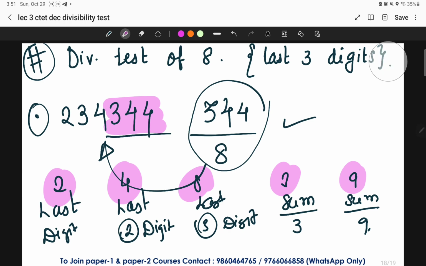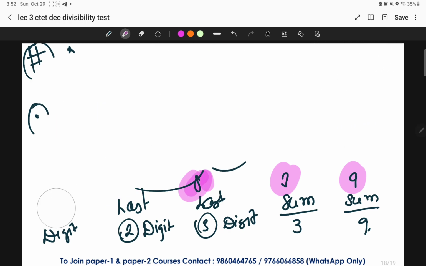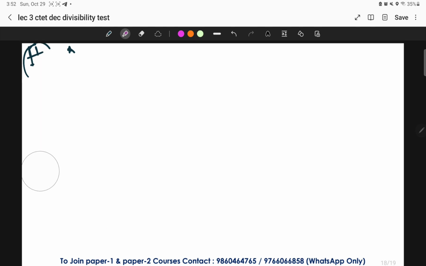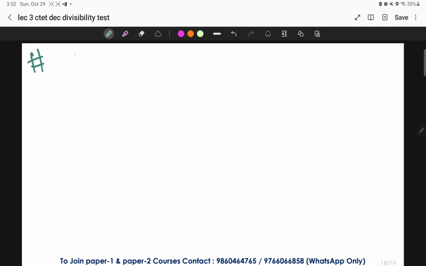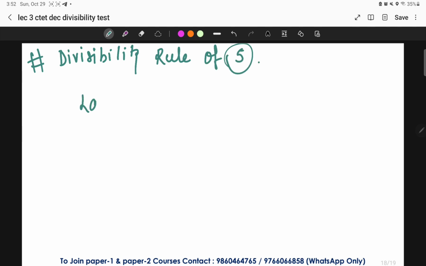Okay, moving on to the next divisibility test. We have seen the divisibility tests of 2, 3, 9, and 4 as well. Now moving on to the divisibility tests of 5 and 10. Very simple. I will teach you both at once because it is very simple. In the divisibility test of 5, you just have to check the last digit.